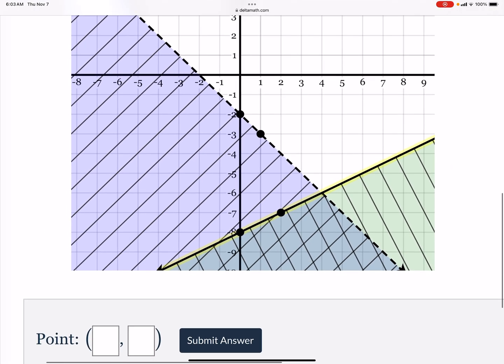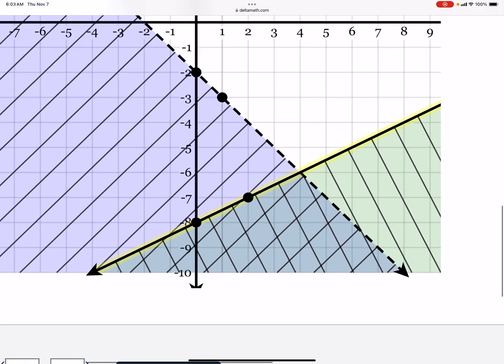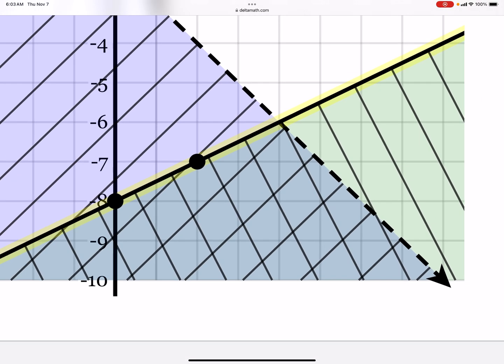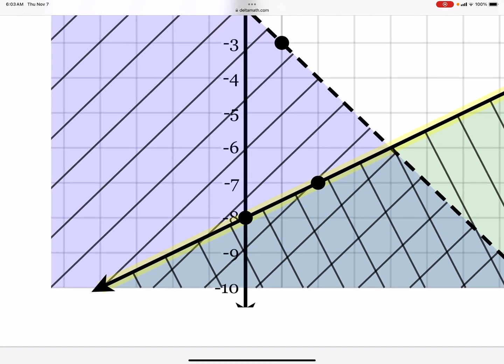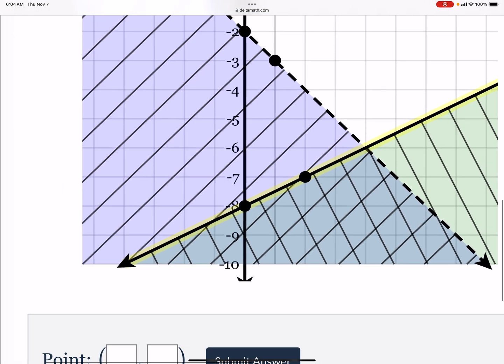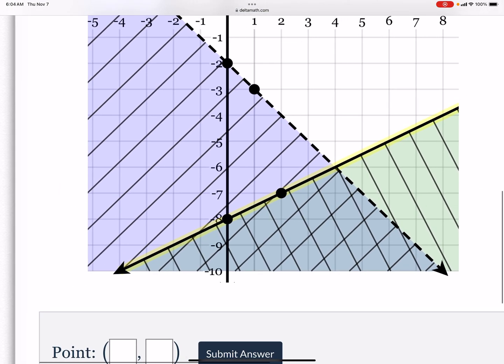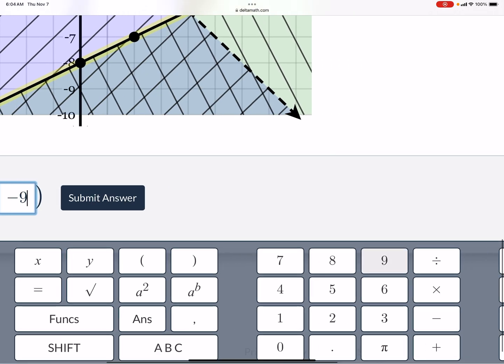Now, you can pick an ordered pair from anywhere in this section here. So, for example, I could pick 5, negative 9, which would be right about there. I could pick 1, negative 10. I could pick negative 1, comma, negative 9, which would be right there. Anything that's in that shaded area. So for this one, I'm going to pick 2, negative 9. So 2, comma, negative 9 is my ordered pair.